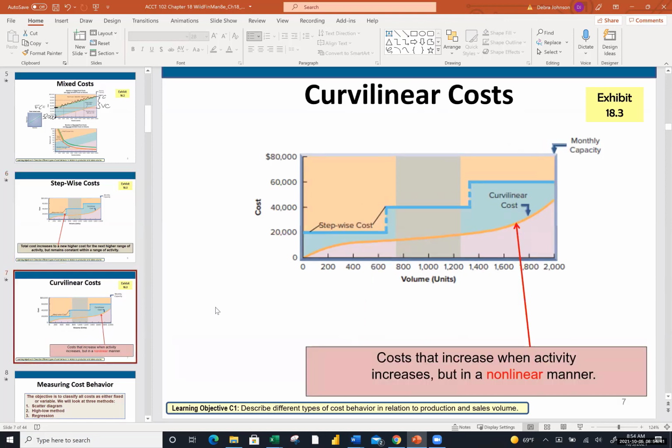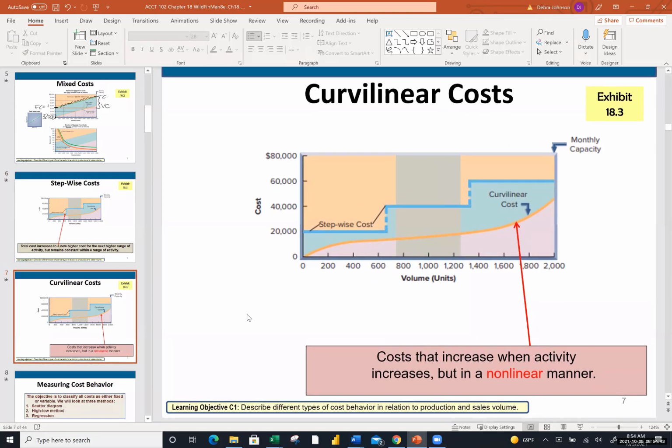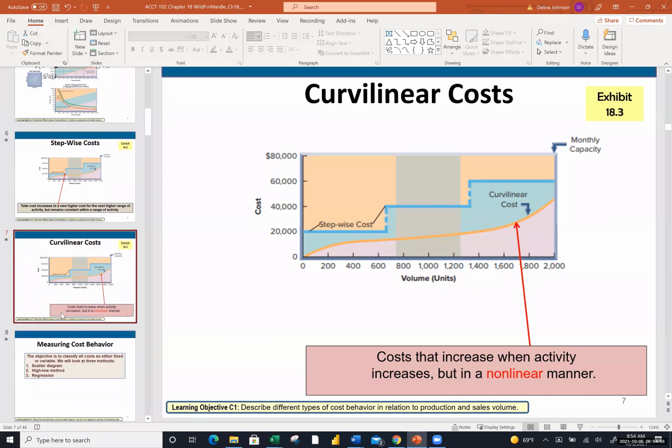And then curvilinear costs are costs that increase, but in a non-linear manner. There's usually some efficiencies of scale in there. We won't deal too much with those in this class.